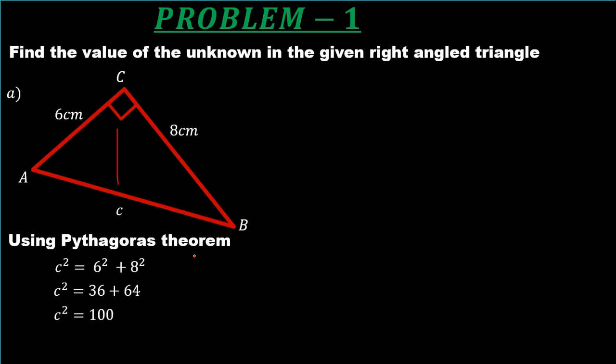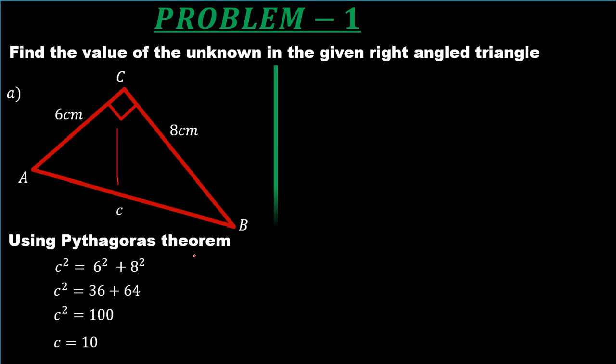C square is equal to 100, but we don't need the C square, we need the value of C. So what you have to do is take the square root on both sides. So the value of C, which is the required side, is equal to 10.